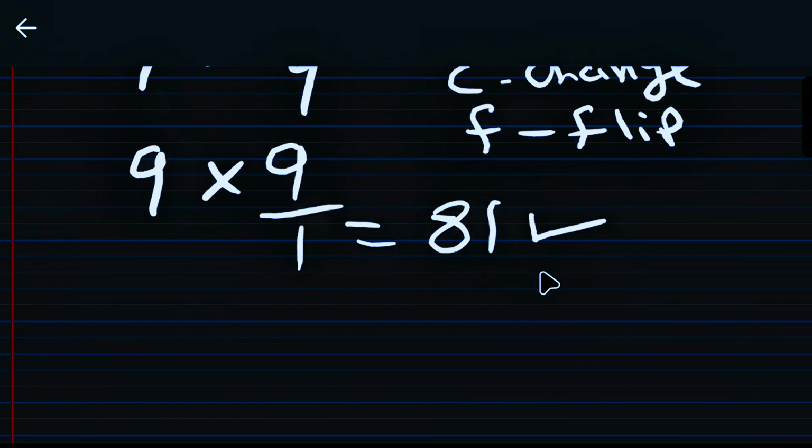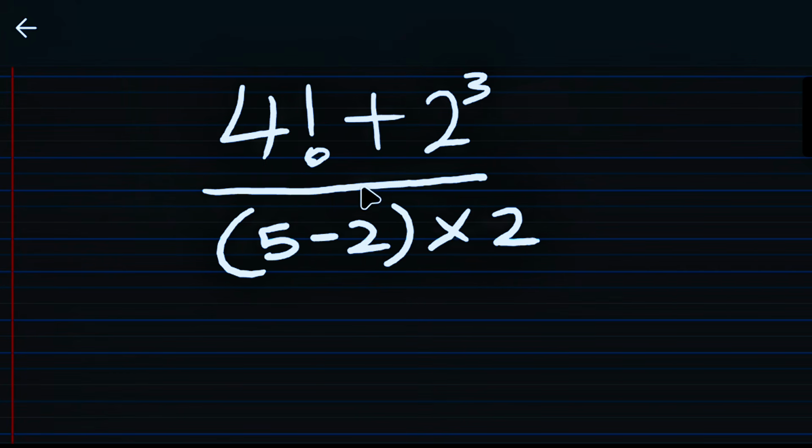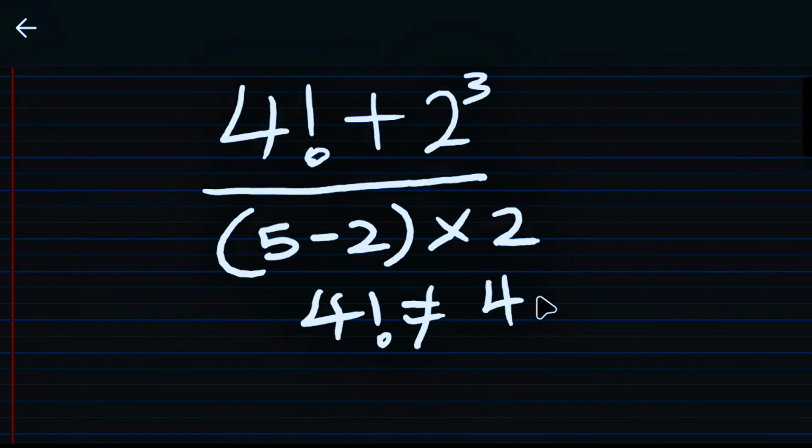Now let's look into one more complicated question. A lot of adults could not solve this particular expression because of this factorial here. Most of them did not understand the difference between 4 factorial and a single 4 without a factorial. Now, note that this 4 factorial is not equal to 4. 4 factorial is not equal to 4.